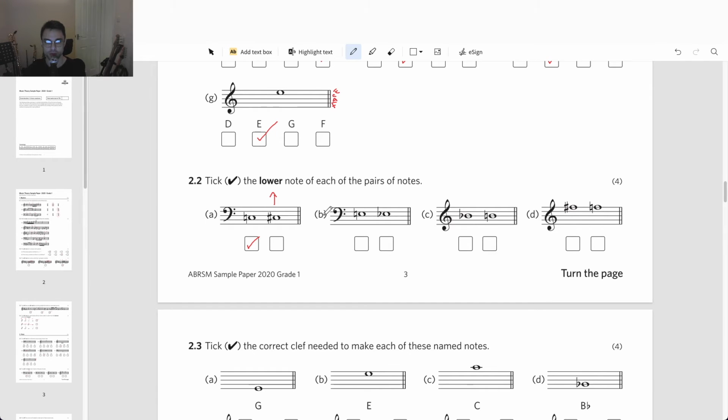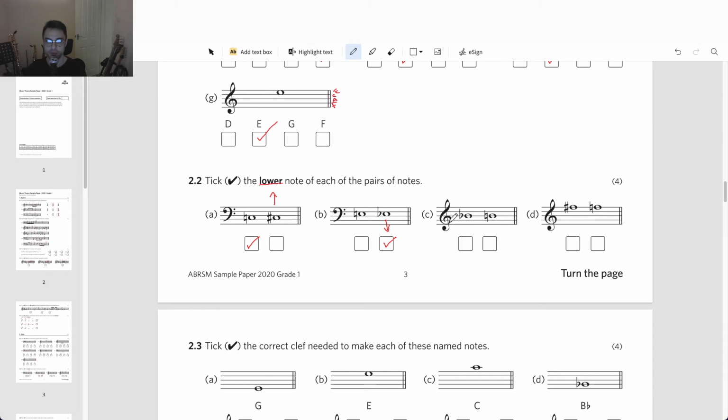Bass clef again, for example, B. All right, so this is E. All right, this is the E space. And then we have E flat. And remember, we're looking for the lower note of each pair. So E flat is going to be our lower note. Why? Because a flat moves a note down a semitone, down from that. So this one is the lower of these two notes.